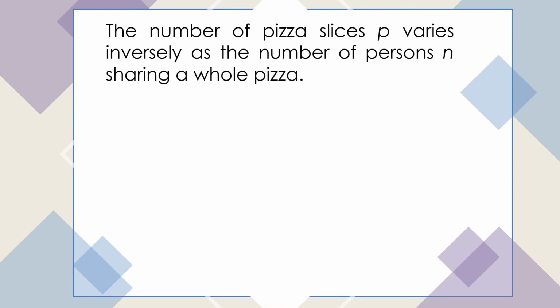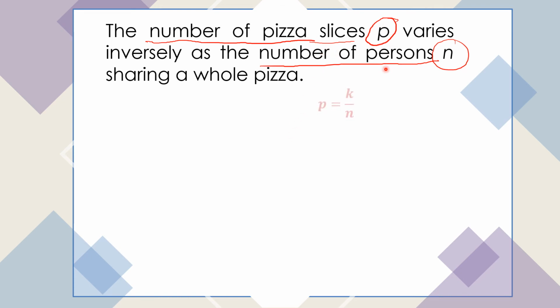Okay, the number of pizza slices P varies inversely as the number of persons N sharing a whole pizza. Kapag meron tayong given na ganito, ito yung tinatawag nating variable, siya yung nagre-represent dito sa number of pizza, kaya siya nakalagay dyan kalapit siya ng number of pizza slices, then number of persons, ito yung N. Kapag small letter ang nilagay, small letter ang gagamitin natin. Kapag capital, edi capital.